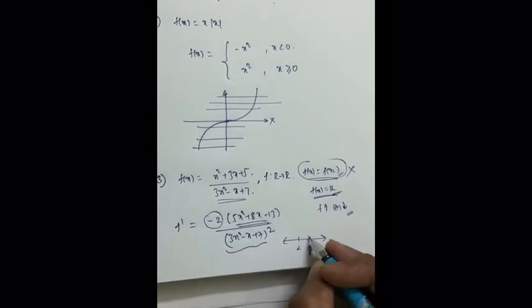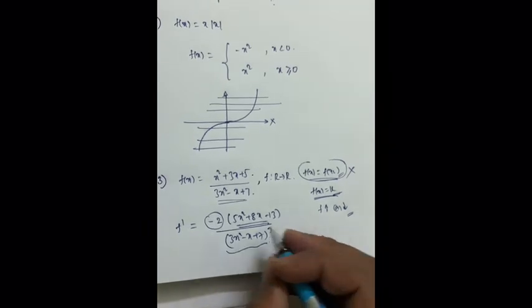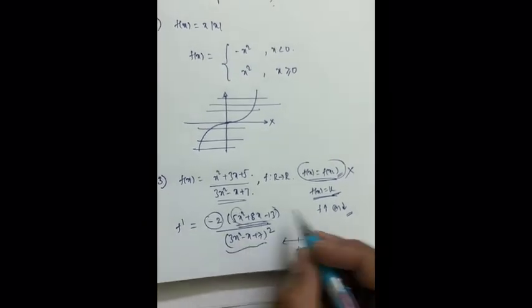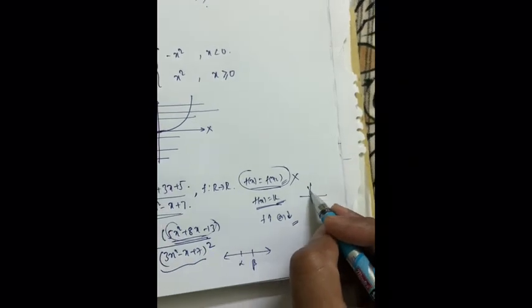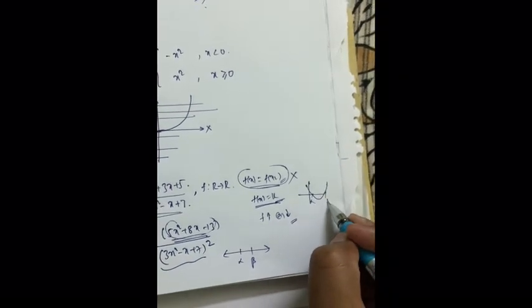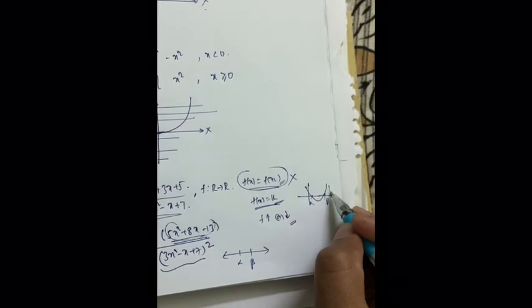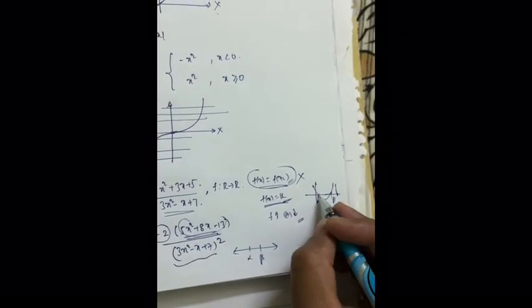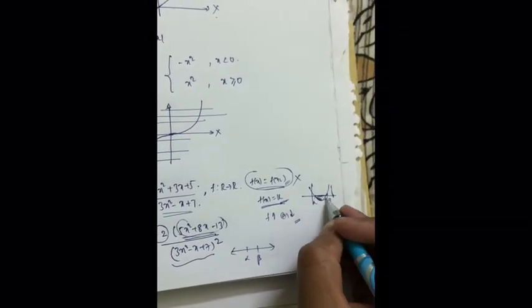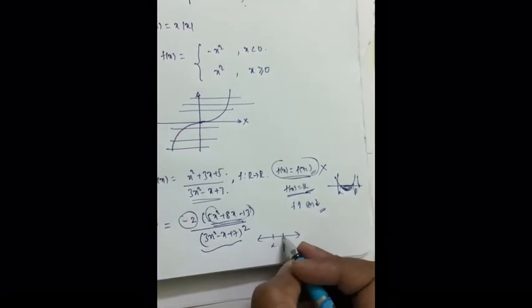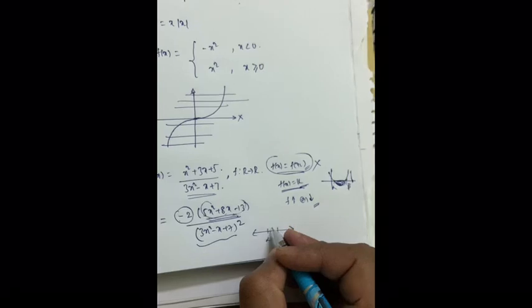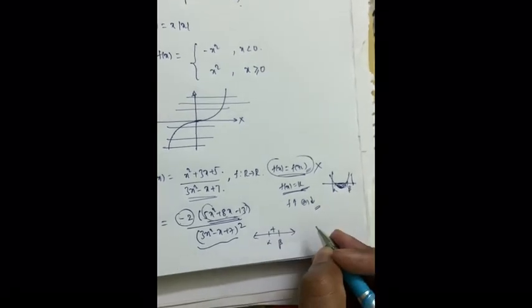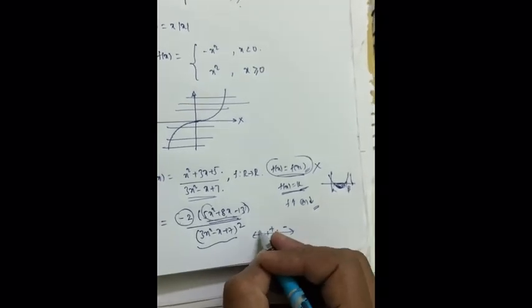So if x is more than beta, then this value will be positive, because the quadratic graph is opening upwards. The graph will look something like this. So more than the larger root, the value of the function will be positive. In between the roots, the value of the function will be negative. So between alpha and beta, this value will be negative, negative into negative positive, positive by positive, overall f dash will be positive. More than beta negative, here negative.